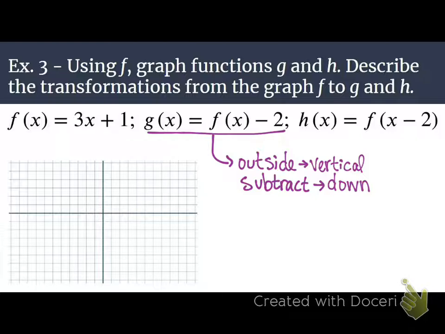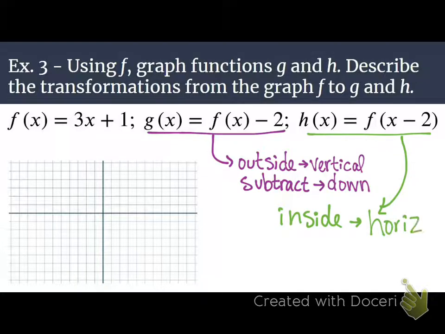Okay? Let's also talk about our h of x function over here. So for this one, are we inside or outside? Inside. We're changing things inside, which means it's moving horizontally or vertically? Horizontally. And because we subtracted inside, that means we're going to the right.